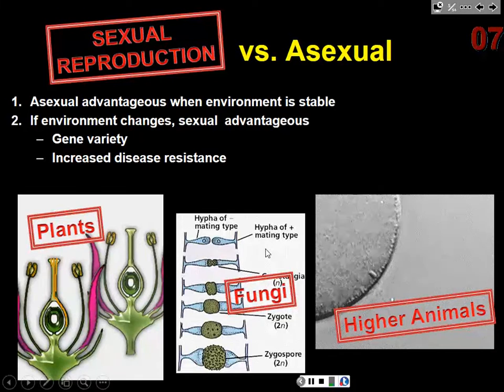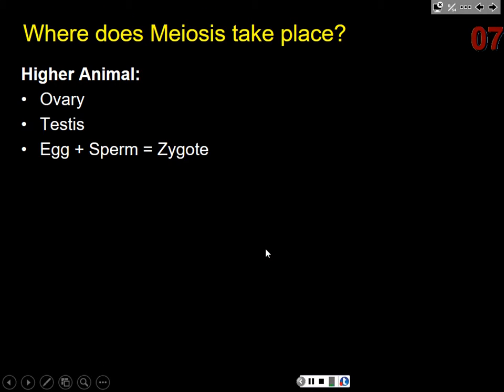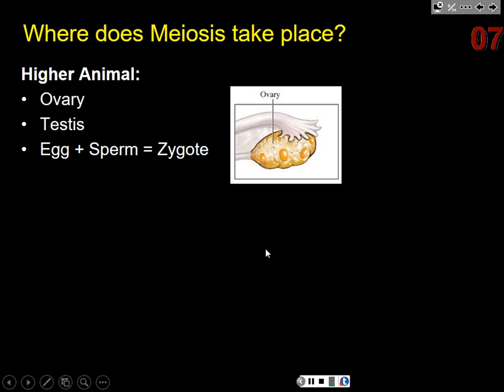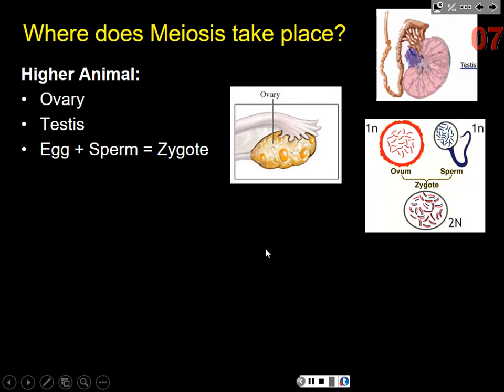So where does it occur? Well, in higher animals, in the female, there are ovaries that produce eggs. There are testes that produce sperm. These are the germ tissues. These are the only tissues in those organisms that will undergo meiosis. This is the only place where reduction division will take place. Okay? Collectively, we would call the egg and the sperm gametes.